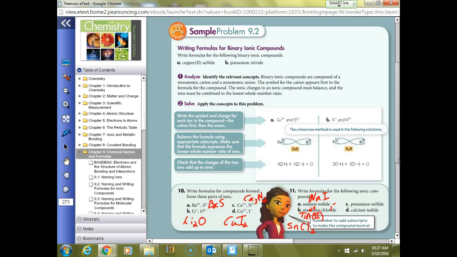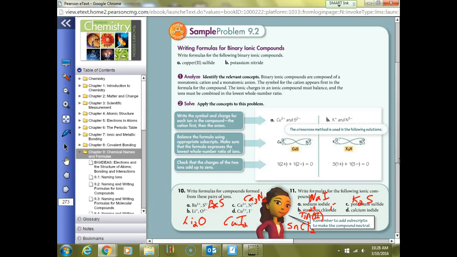And then potassium sulfide. Alex? Na2S. Or Na2S. Potassium? K. Okay, so sulfide, sulfur is a negative 2 charge, K is a positive 1. Yes, that's correct. And we'll do the last one and stop.